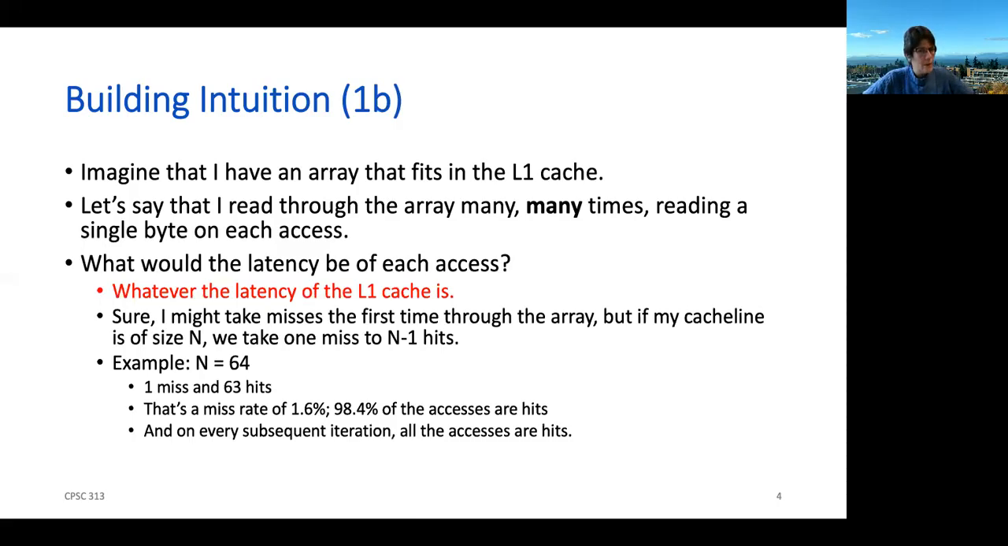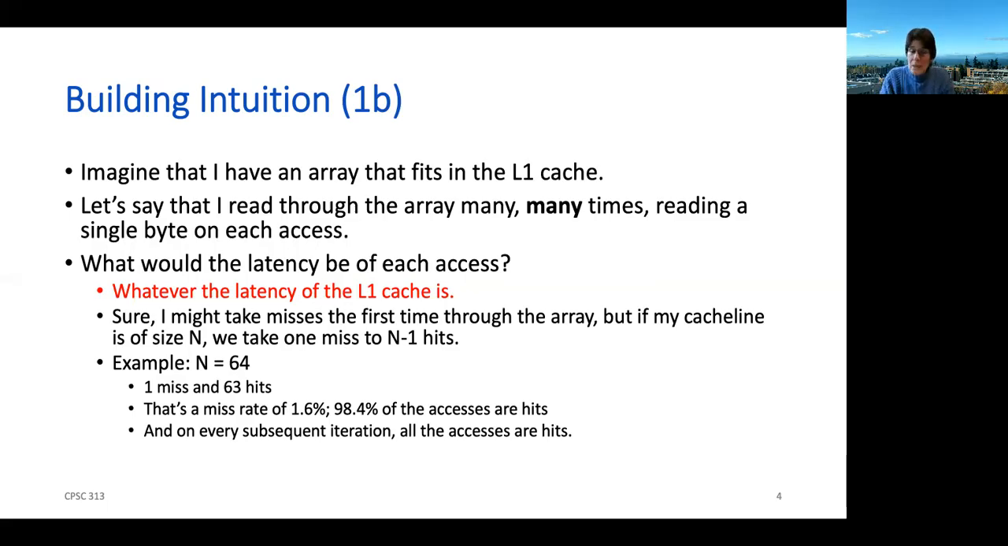And you might say, but wait, we know that there will be misses. And you're right. On the first iteration through this array, every new cache line, you're going to take a miss, but then you're going to get hits on all the rest of the bytes in that cache line. So imagine that we have a 64-byte cache line. You'll take one miss, and then you're going to get 63 hits on those next bytes. You take another miss, you get 63 hits. So your miss rate is really low here. It's a little over 1.5%, and your hit rate is above 98%.